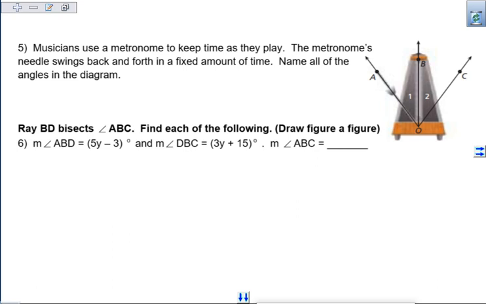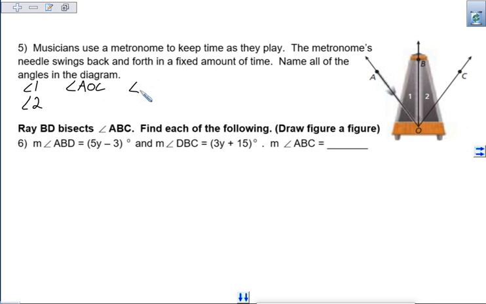Okay, our next one. Musicians use a metronome to keep time as they play. The metronome's needle swings back and forth in a fixed amount of time. Name all of the angles in the diagram. So what's our first one? Angle 1, another one. Angle 2, another one. Angle AOC, another one.